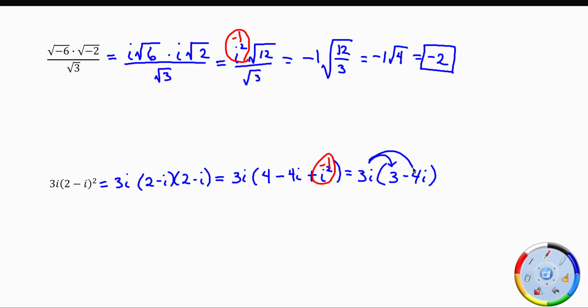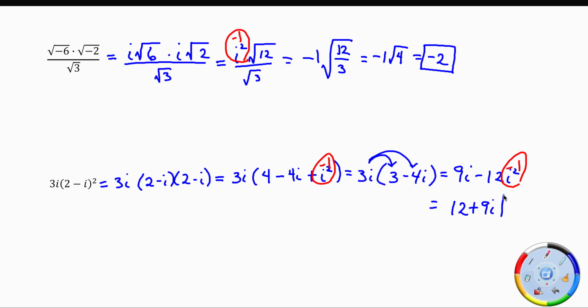and then just continue multiplying using the distributive property. We get 9i minus 12i squared. Hey, there's an i squared. Don't forget that i squared is -1. So giving me a final answer of -12 times -1 is +12 plus 9i.